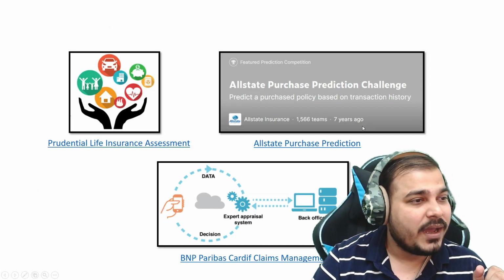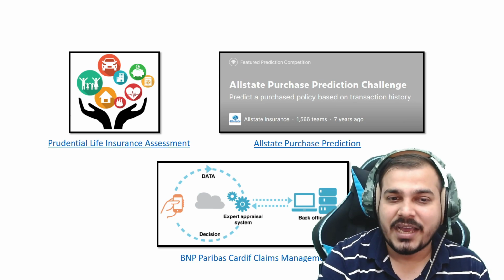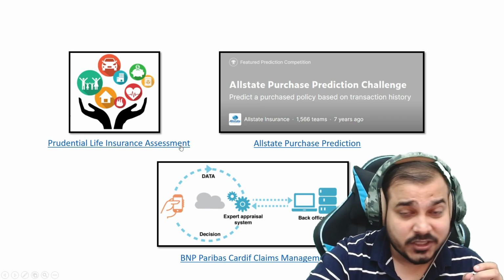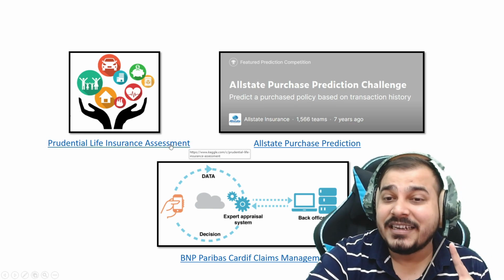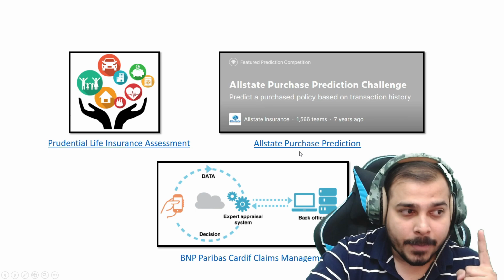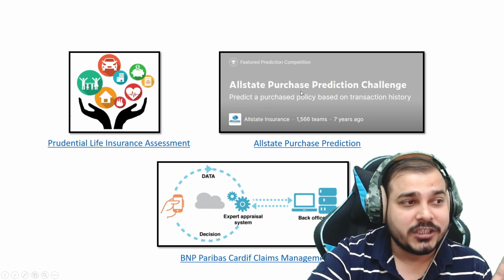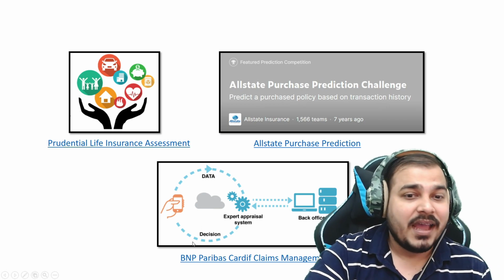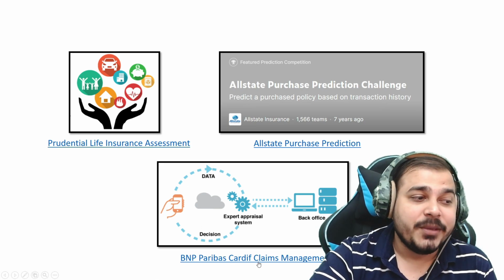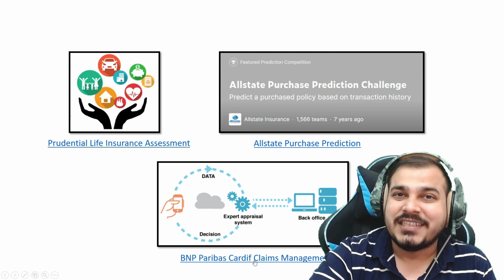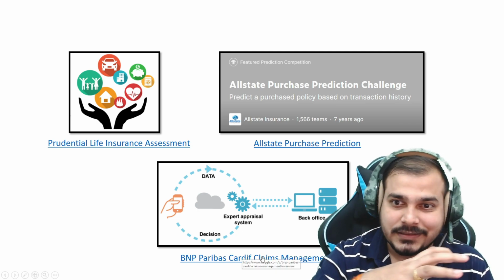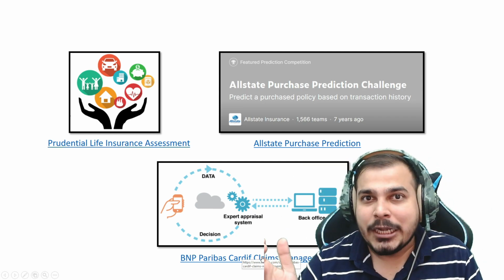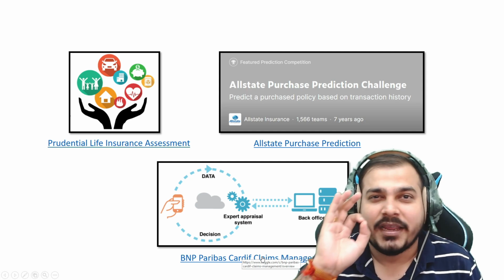Okay, now coming to the next one over here. Here are some of the projects which I have already mentioned with respect to insurance. One is Prudential Life Insurance Assessment. If you just click this link, automatically it will redirect you to the data sets. Allstate purchase prediction. So here you can see Allstate predicts a purchase policy based on transaction history. This is the use case over there. And the third one is BNP Paribas Cardif claims management. So this is also very important, and this use case looks very good. If you are able to implement an end-to-end project, trust me, in the interview you'll be able to explain it in a very easy manner.